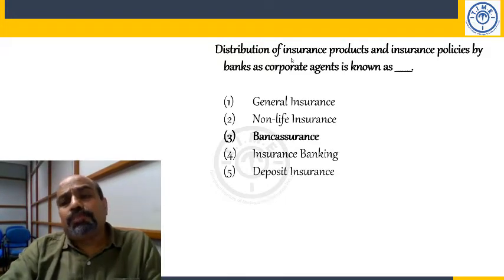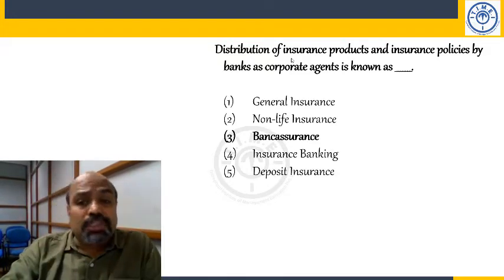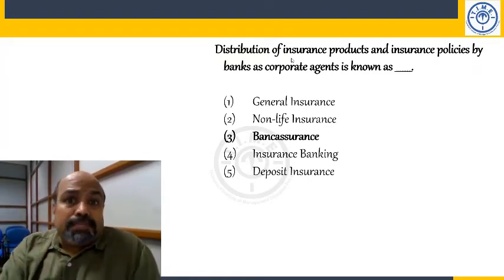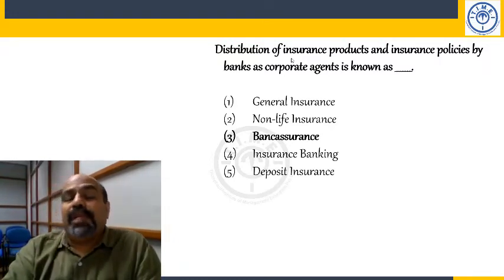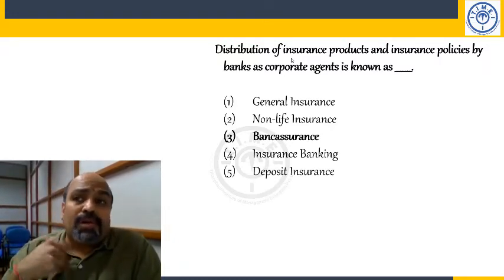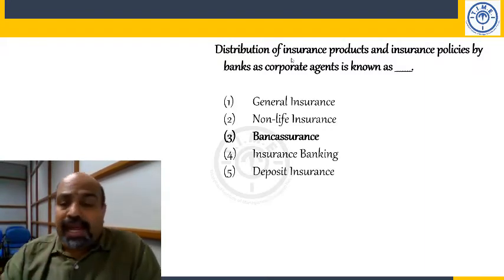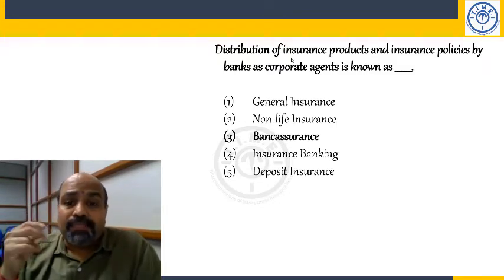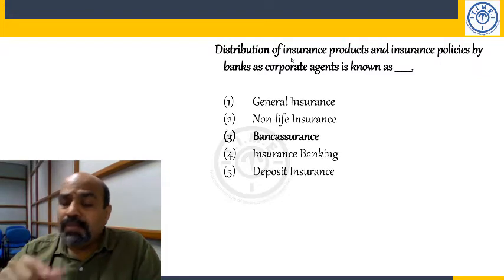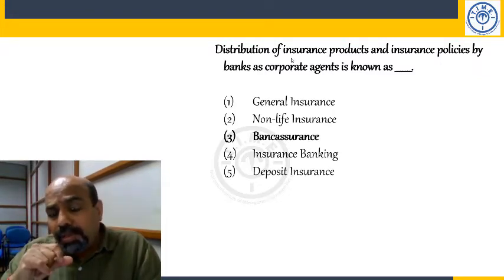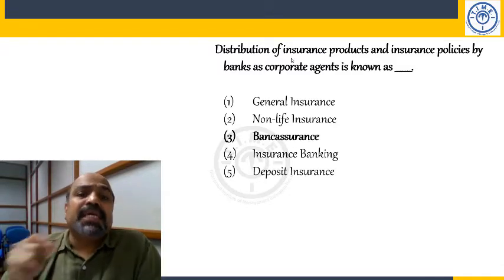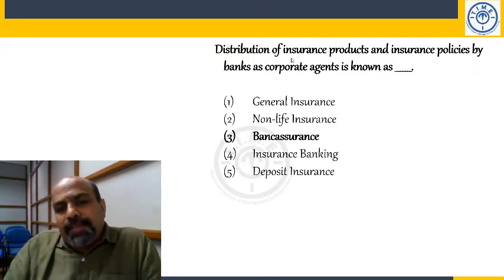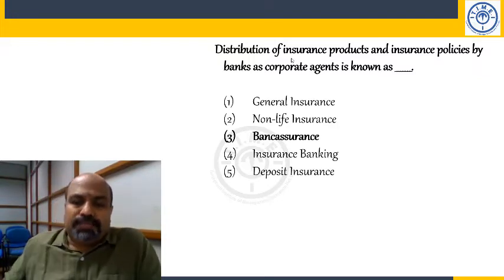Distribution of insurance products and insurance policies by banks as corporate agents of insurance companies is known as bancassurance. When some banks act as agents of insurance companies, it is not like one neighborhood uncle comes to your dad and says, "Please buy this policy, it's good for you." That doesn't work here. What is happening here is the bank acts as an agent. The bank sells insurance to its customers. That's right, bancassurance.